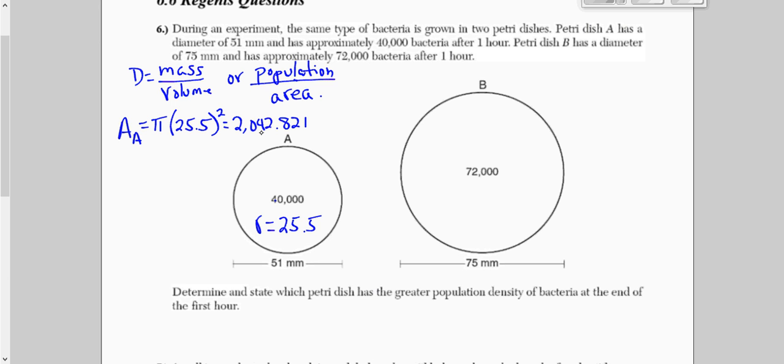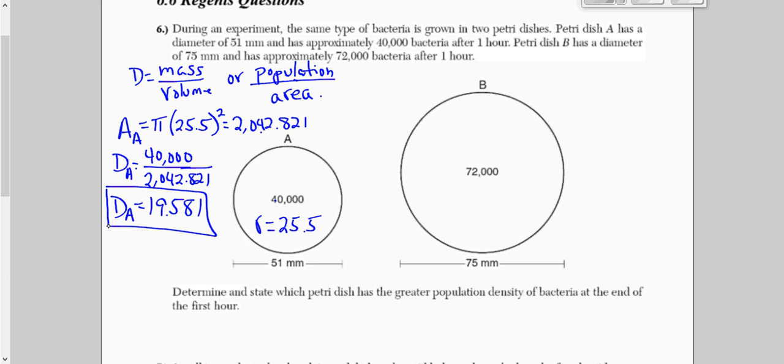So the density for A will be the population, 40,000, divided by our 2042.821, right? And that will give us a density, when we push buttons, of 19.581. All right, put that in the box.